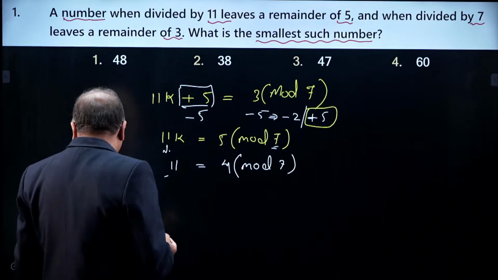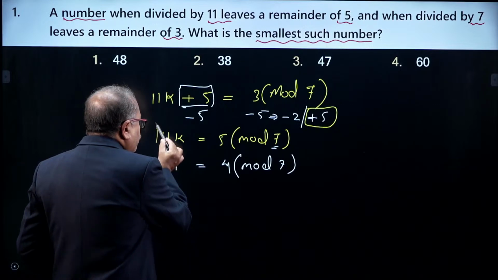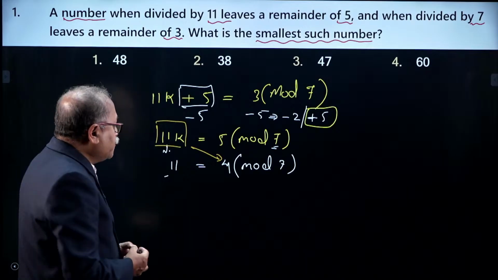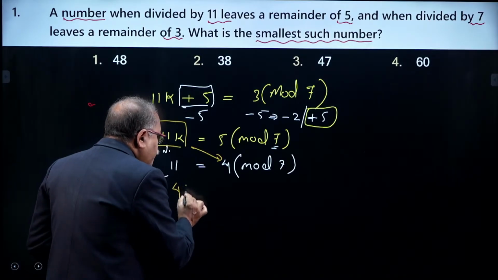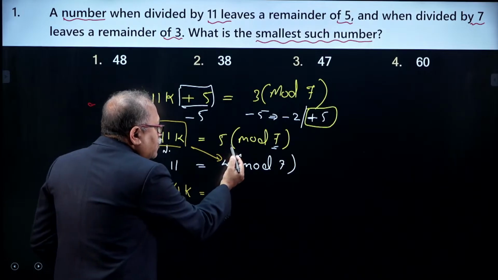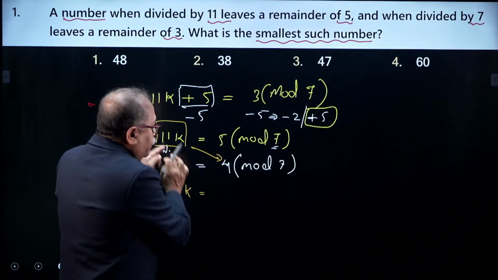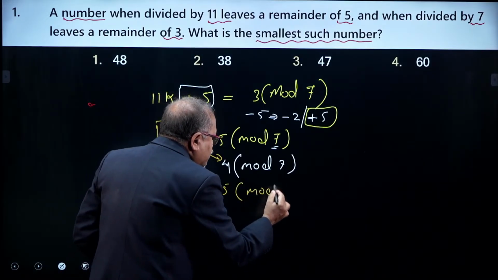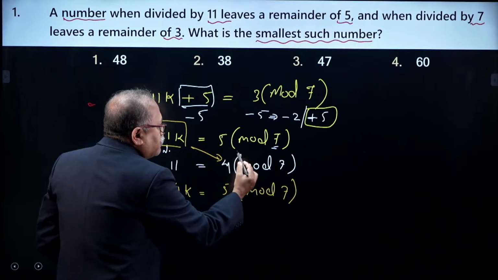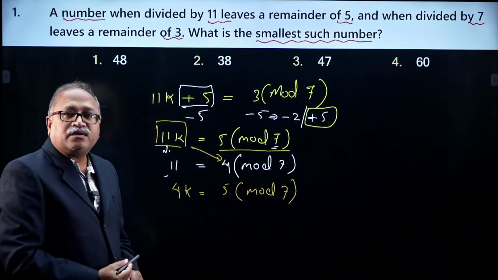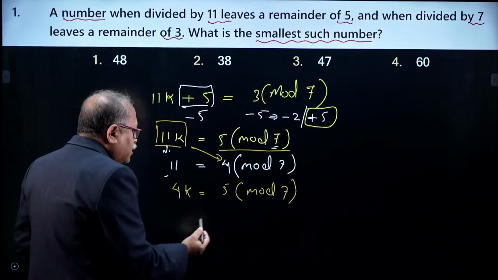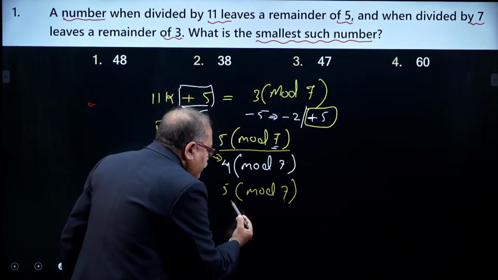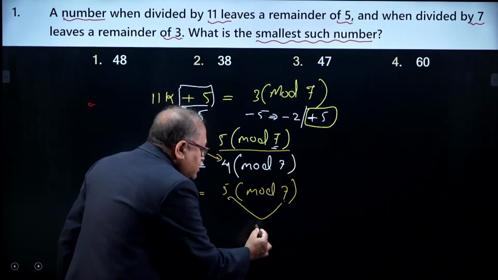Now what I will do is replace this one. This is a very important model, my dear friend. I replace this one with this value, with 4. So I will be writing this as 4k, which is equal to 5. I am replacing this 11 with 4. So 4k is equal to 5 of modulus 7. The same thing I am writing here. Now you see that when divided by 7, the remainder is 5. What is the smallest such number? 7 plus 5, that is 12.